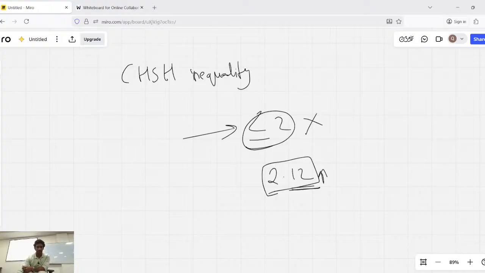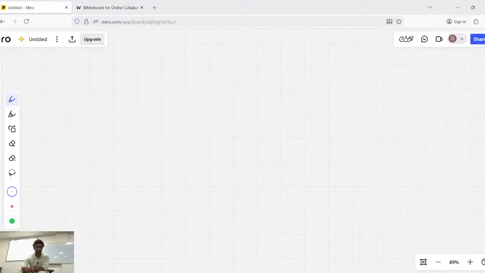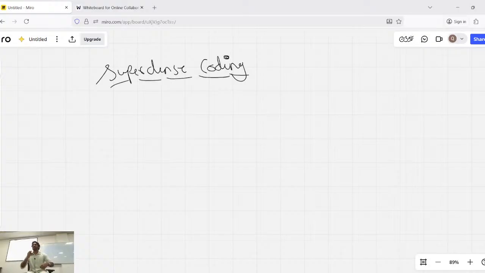Now let's go to the superdense coding concept. So what exactly will happen in this superdense coding concept? Very simple and very straightforward and very easy, honestly.